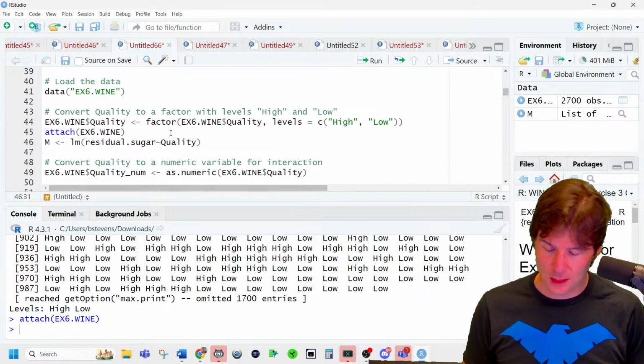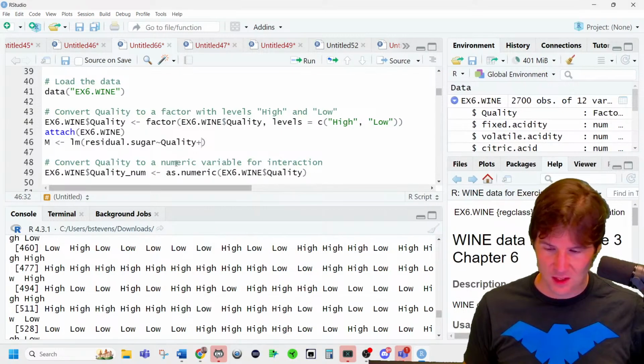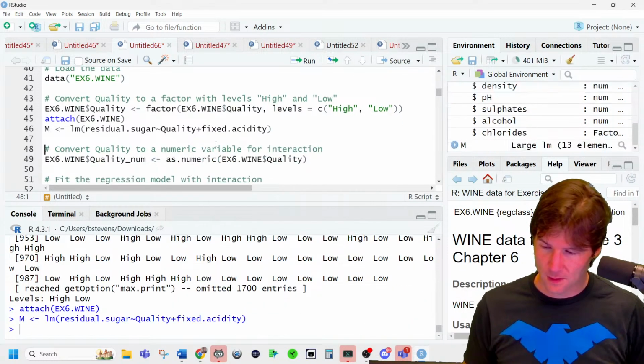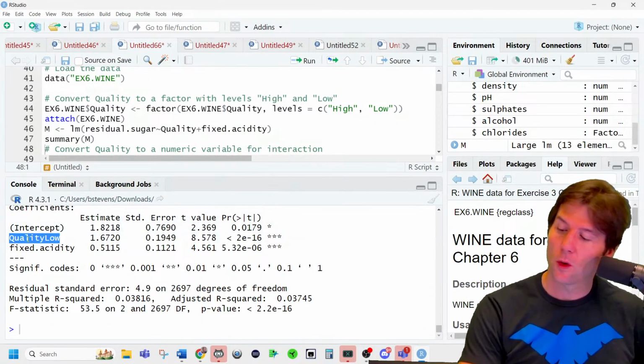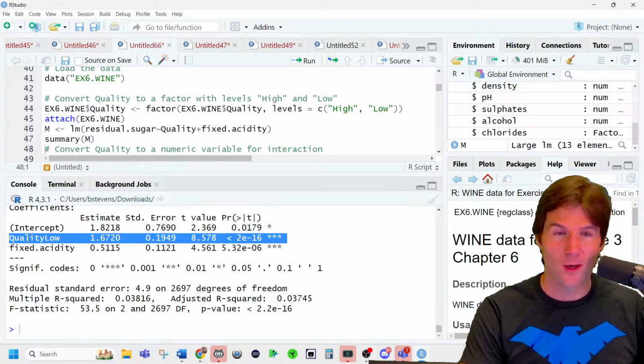So quality plus, and then let's go look at the other variables inside of here. Fixed acidity. So what you'll see right here is we now have a model with a categorical X in it. And the categorical X can be seen with quality low, which you should know is the indicator variable. The reference level is what, Evan?